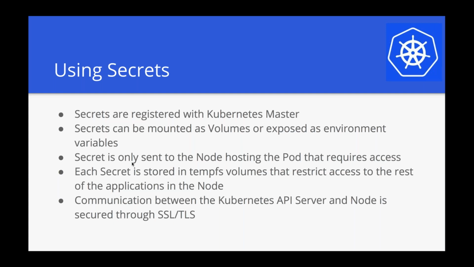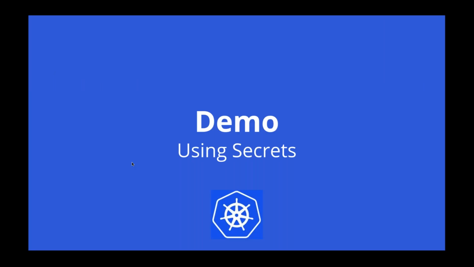The communication between the API server, which is the Kubernetes master, and the node is secured through SSL and TLS. And if you're curious where the secret is actually stored, that is again going to be in etcd. So when the pod demands the secret, it is securely transmitted from the API server, the Kubernetes master, to the node on which the pod is running.